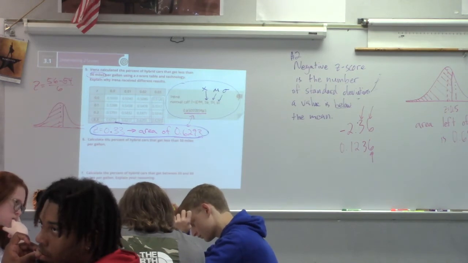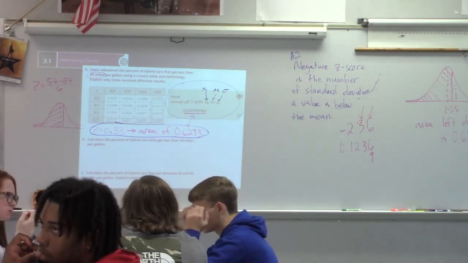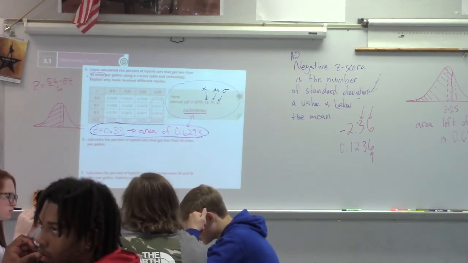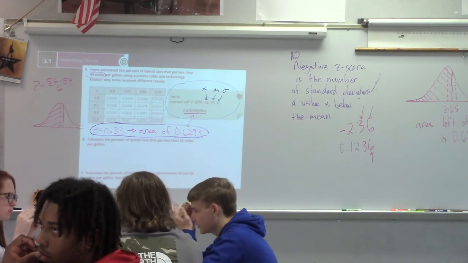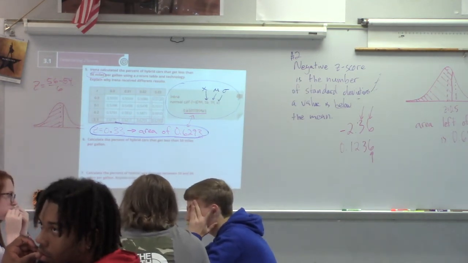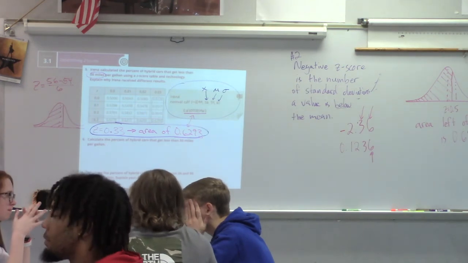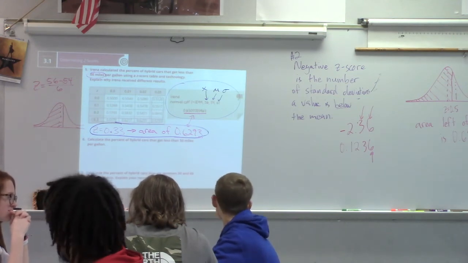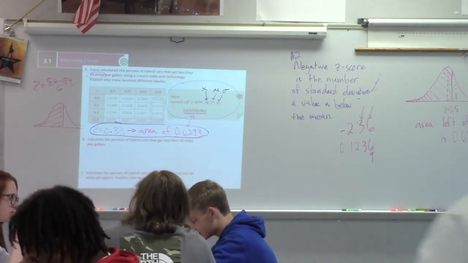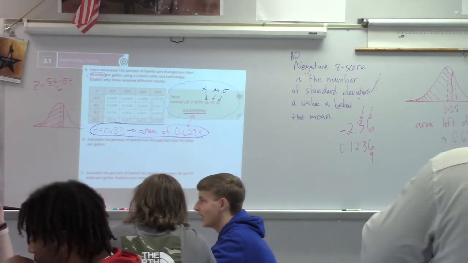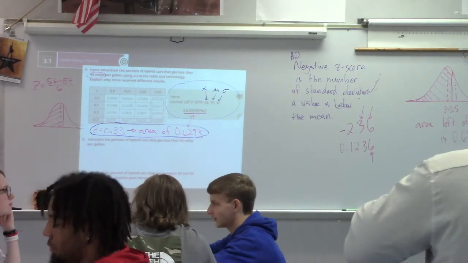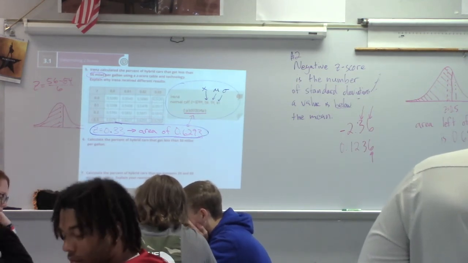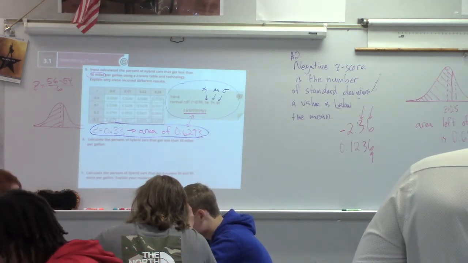Alright. Something to do with z-score. What is this? Right? I don't know how to write it up. This is 56 minus 54. Alright, so what do you do?